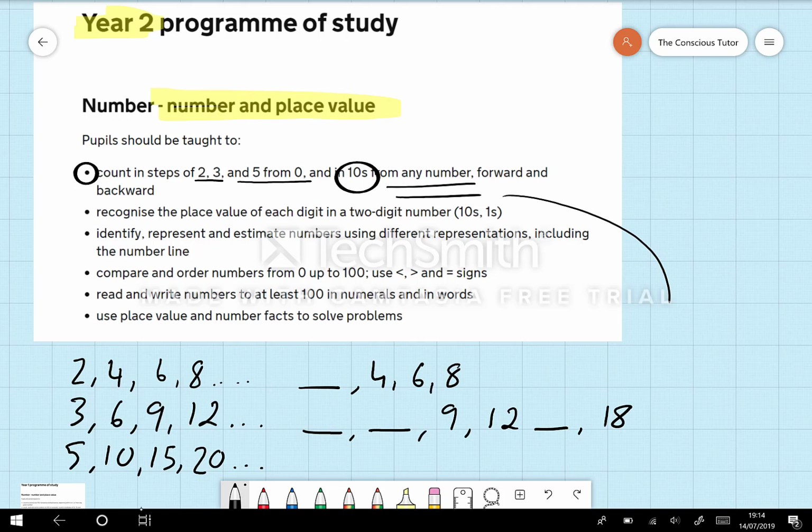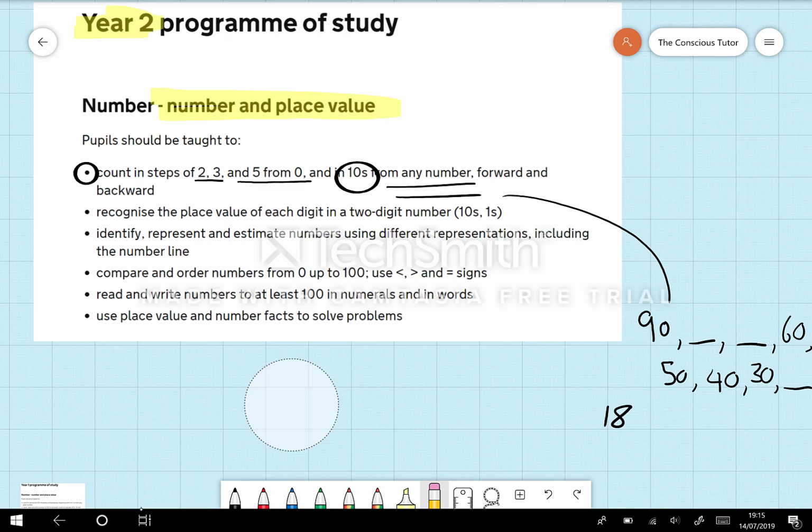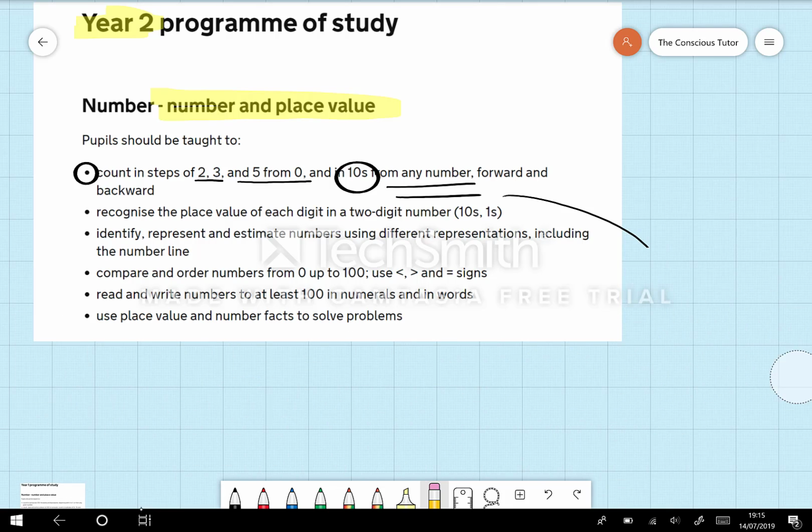When it comes to tens, that's counting from any number forwards and backwards. So going back could be 90, and then there could be a couple of spaces, missing out 80 and 70, and then showing 60, 50, 40, 30. And that could be the same going forward as well. With tens, you can start from any number. So counting in tens from 16, 26, 36, 46, and backwards.